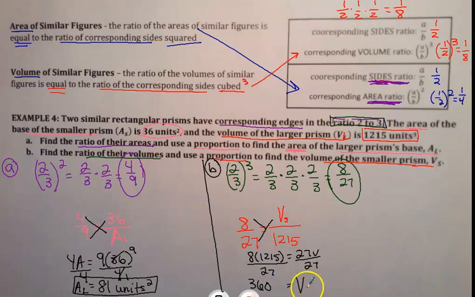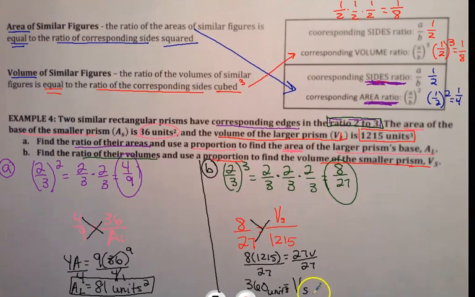Okay, and I'm going to label this my volume sub S, for my smaller one. What's my unit on that 360? Units cubed. There's a little bitty 3 in there. Gosh, doggone it. So, I'll make it a little better. 360 units cubed equals the volume of my smaller rectangular prism.